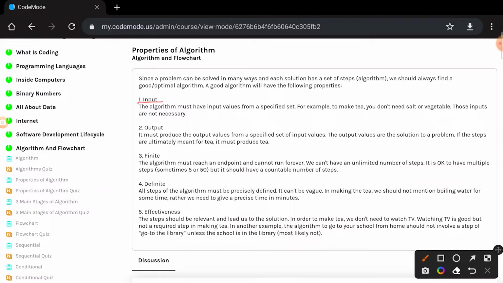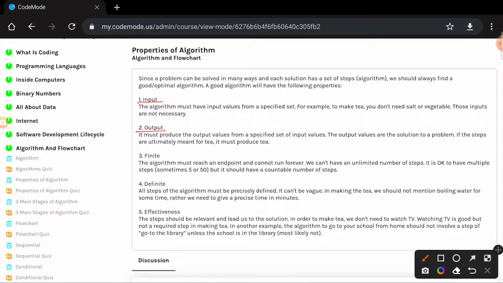The second important characteristic or property is output. Generally, each algorithm must give some output, some valid output. The output is what we really desire as part of a solution. So if the algorithm is to make tea, then it must produce tea at the end.